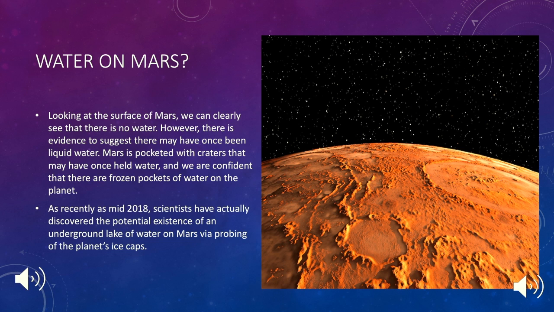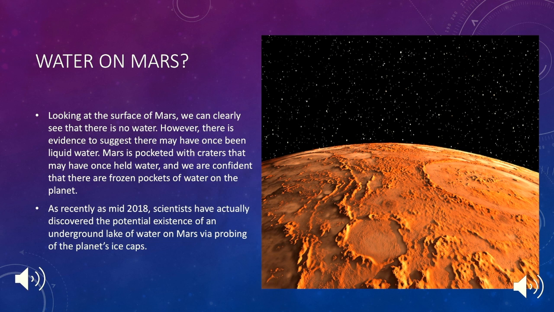Now the question is, is there water on Mars? Which I already spoiled the answer, it's yes. Looking at the surface of Mars, we can see that there is no water. However, there's evidence to suggest that there might have once been water running along the surface. If you take a look at that image, you can see that there are some craters and valleys that suggest water may have once run along the planet's surface, which makes sense because we've learned that the planet was once similar to Earth in an earlier period of our sun's lifetime. But right now, the surface has no water.